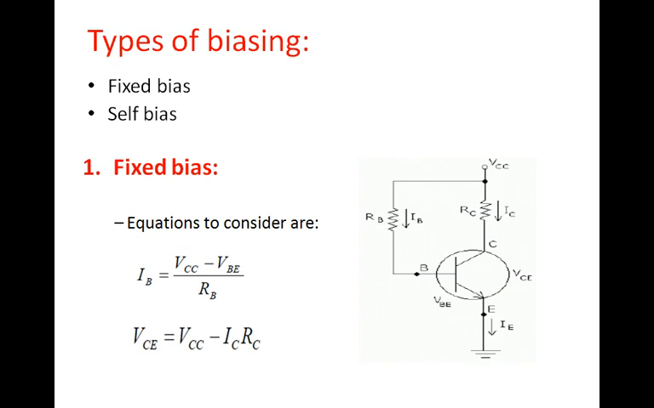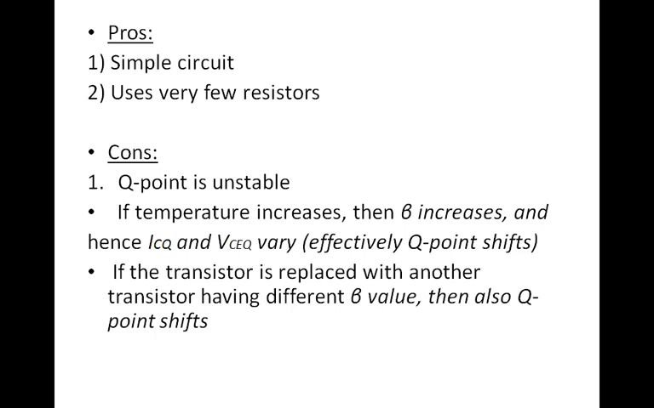So types of biasing: fixed bias, self bias. So this is the fixed bias circuit. The emitter terminal is directly connected to ground. We can calculate the base current IB equals VCC minus VBE by RB, and VCE equals VCC minus IC RC. VCC is the total voltage, and VCC minus IC RC gives the VCE voltage. So it is a simple circuit and we use very few resistors.